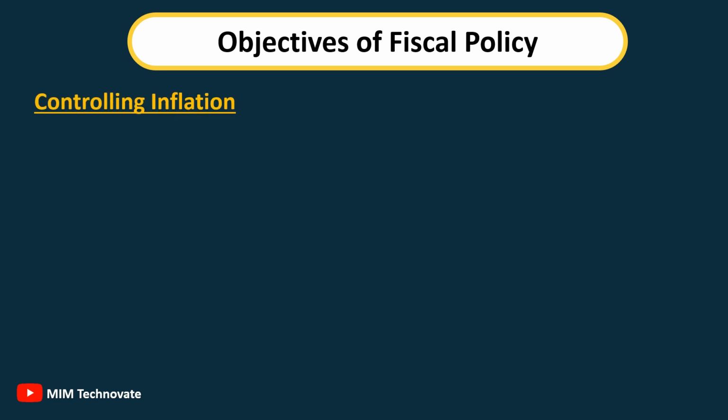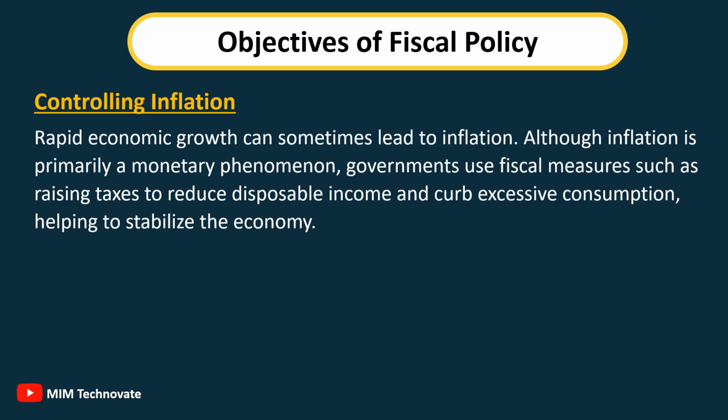Controlling inflation. Rapid economic growth can sometimes lead to inflation. Although inflation is primarily a monetary phenomenon, governments use fiscal measures, such as raising taxes, to reduce disposable income and curb excessive consumption, helping to stabilize the economy.